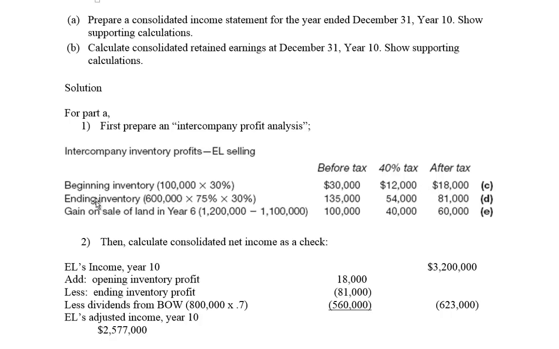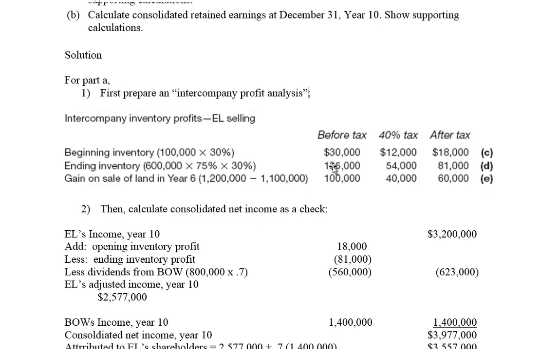With the ending inventory, it's going to be reversed, because 75% of this $600,000 worth of merchandise that the sub bought from the parent, it didn't sell. So if I'm calculating the amount of profit that's on this merchandise that they didn't sell, that's $135,000 in pre-tax profit. That pre-tax profit has to be removed when I calculate consolidated income.